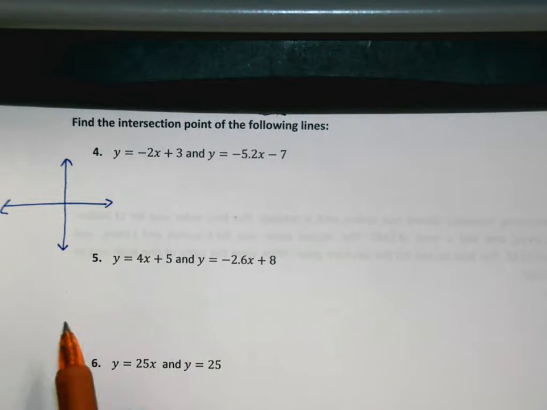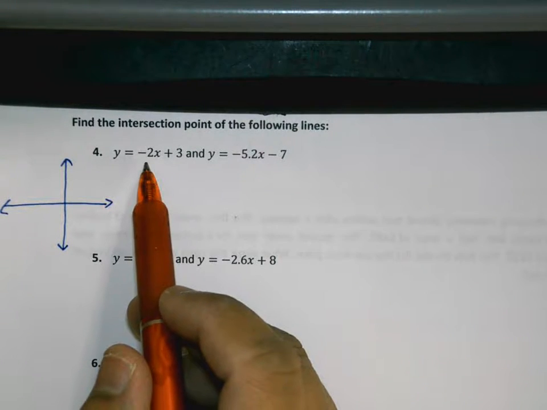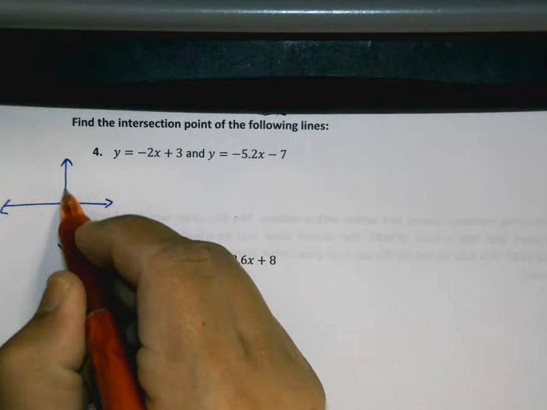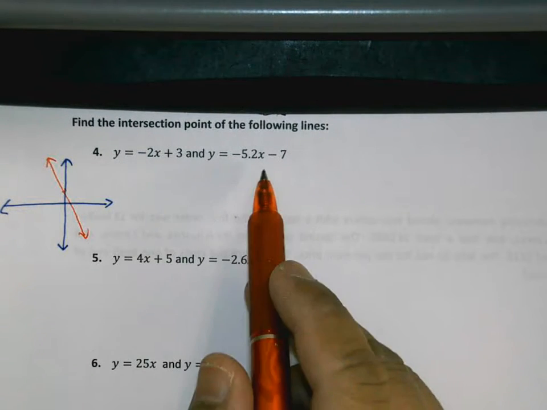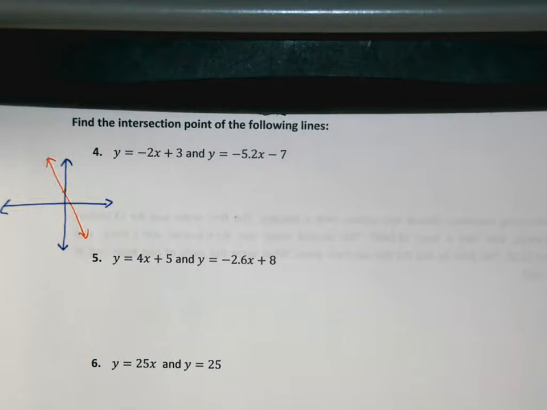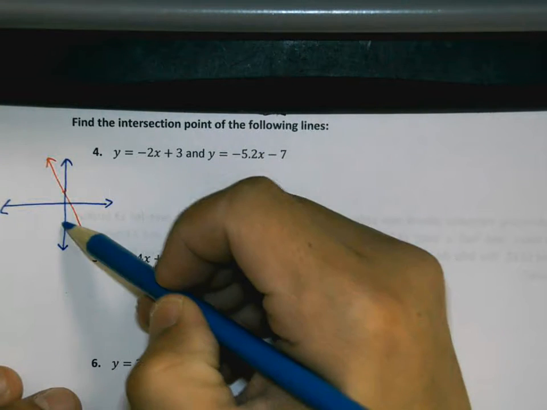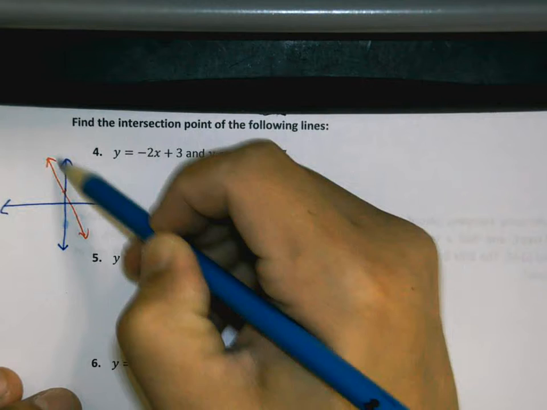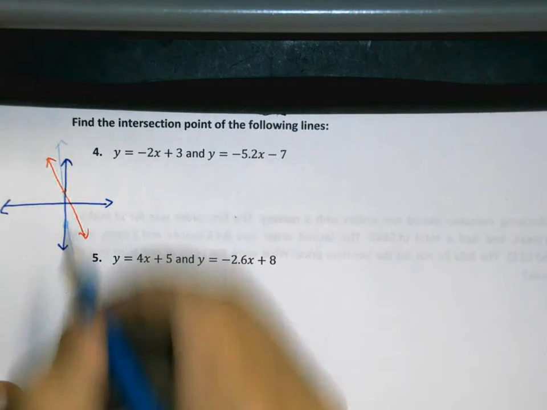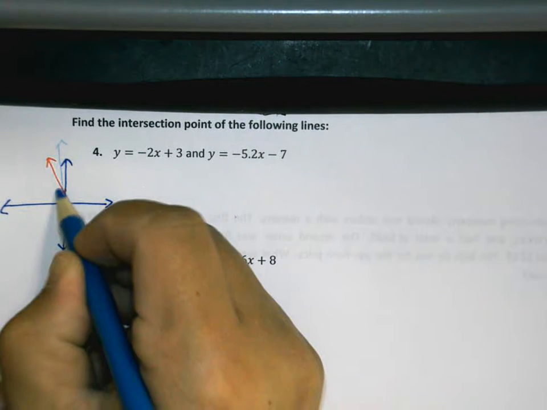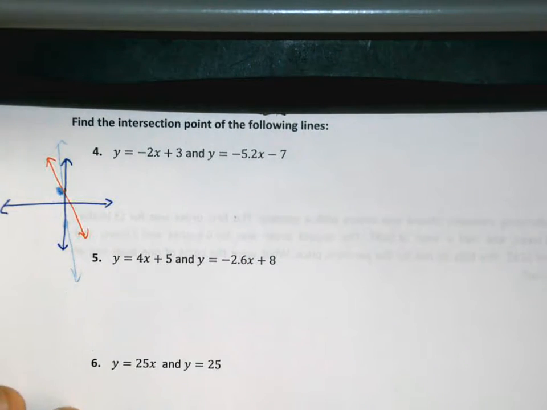So this first line has -2 as the slope and +3 as the y-intercept, so it's going to look something like this. And then this other one has -5.2 as the slope and -7 as the y-intercept. So I think that one's going to be even steeper, and it's going to go through somewhere around here. And they're going to intersect right there. This is the intersection point. This is the point that we care about.